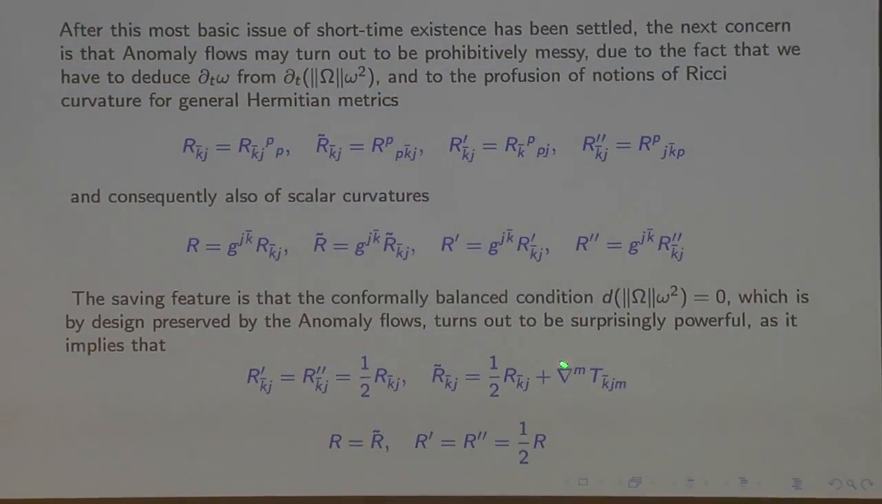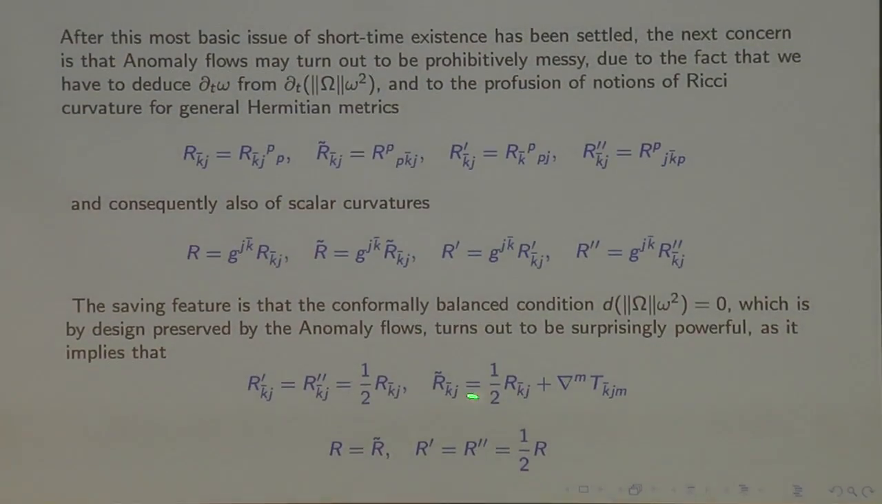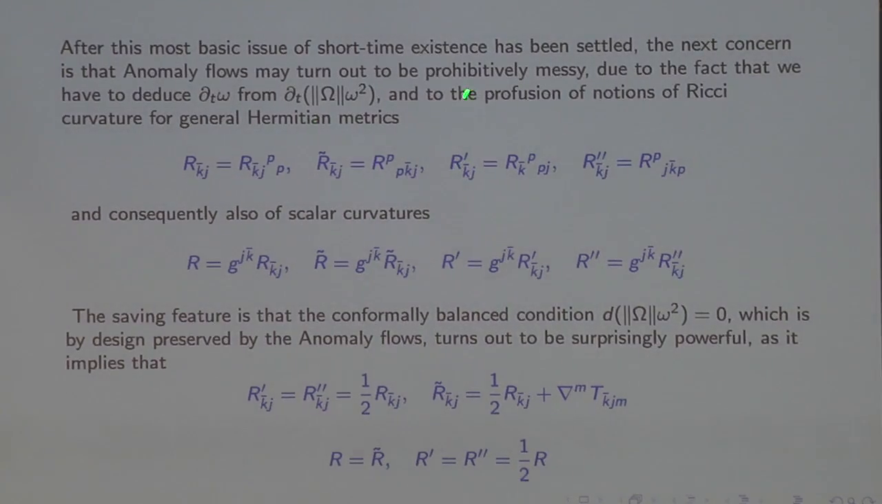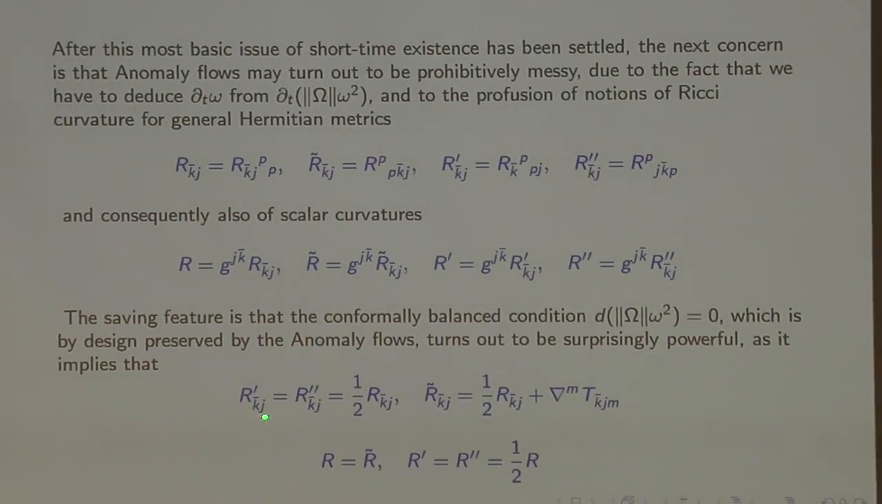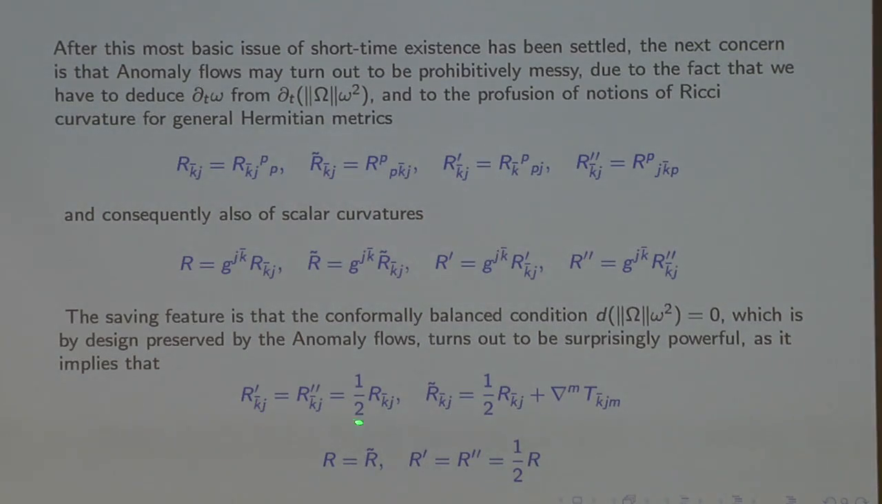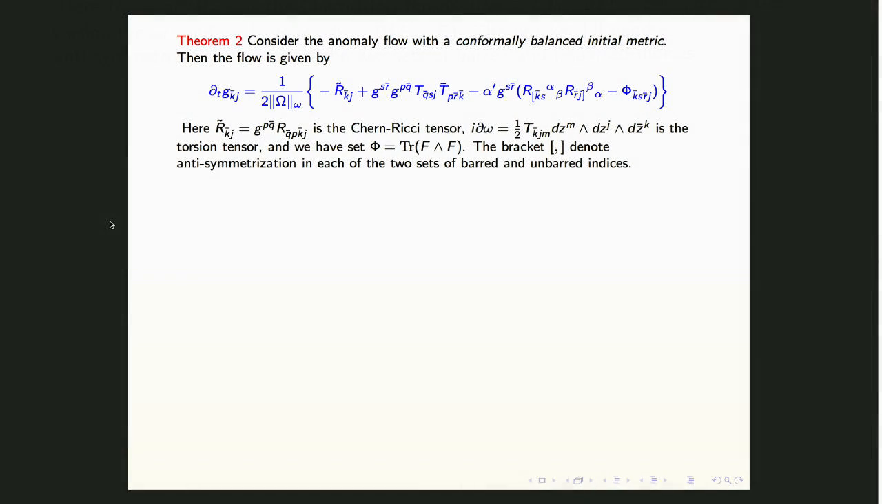So the very simple observation is that this conformally balanced condition, which is preserved by the anomaly flow, turns out to imply these relations. That means that among these four Riccis, three of them are essentially the same, up to this very subtle 1/2 that comes from the conformally balanced. And then you can go from one to the other among these by the divergence of the torsion. And then mercifully, up to, again, the subtle factor of 1/2, all scalar curvatures are the same. So with these things, it becomes manageable.